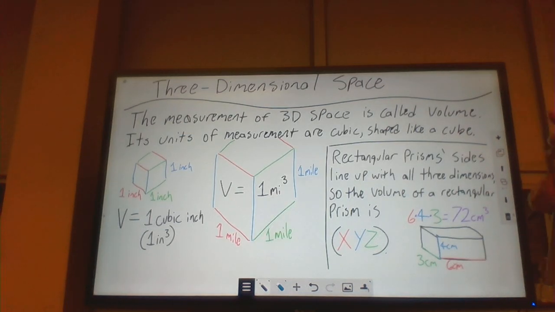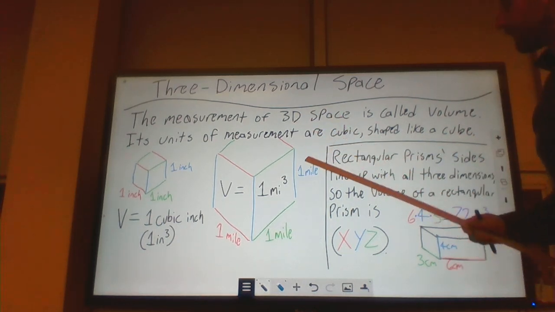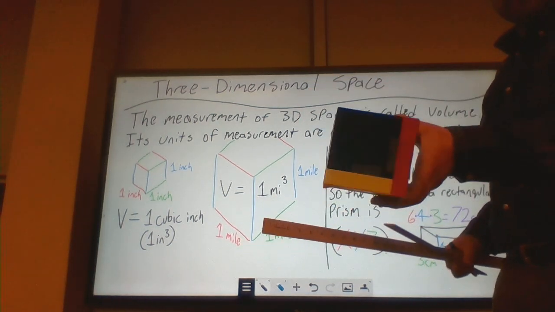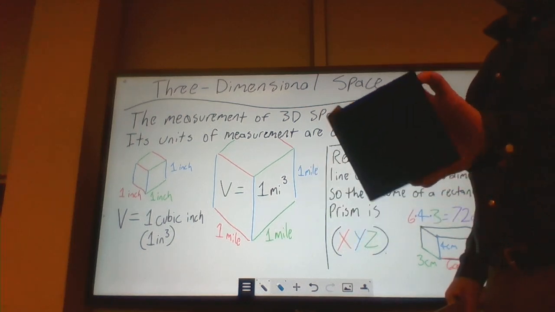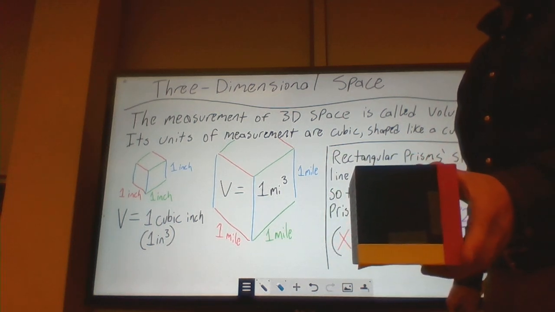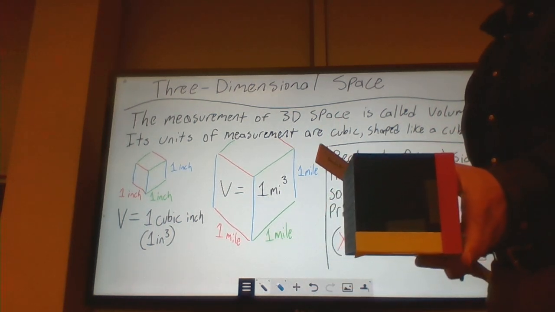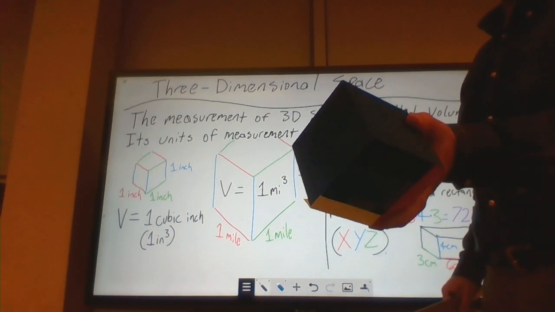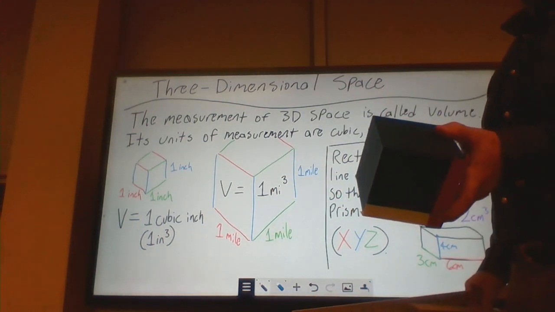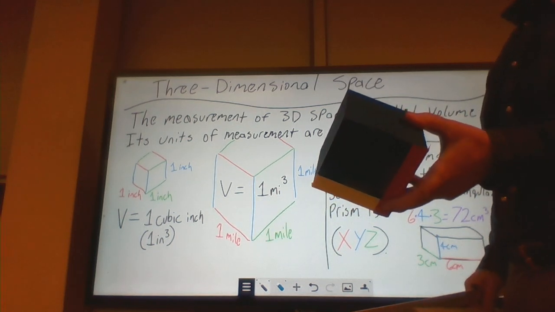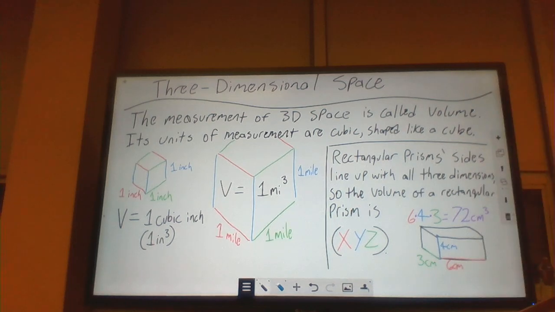Moving into three-dimensional space. The measurement of 3D space is called volume. Its units of measurement are cubic. In other words, they're shaped like a cube, like my little friend here. This could be considered a cubic unit of measurement. It is 1 decimeter, which is a measurement we didn't talk about, but it's 1 decimeter long, 1 decimeter wide, and 1 decimeter high. So this could be called a cubic decimeter. It also could be considered a liter, which is another metric unit of volume, which we haven't really mentioned.